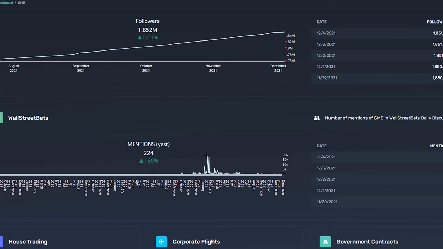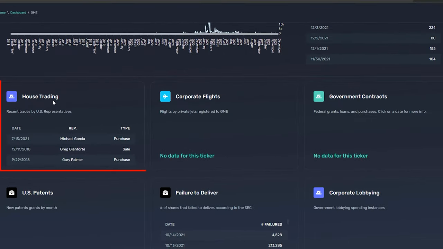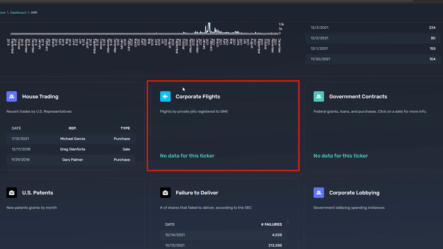So I think that's really interesting. And then we could see that it has been declining as far as mentions on Wall Street Bets. Now, if we scroll down, we could also see house trading. We see recent trades by U.S. representatives. Again, we could see the dates, the representatives, and also the type, whether or not they purchased or sold shares. We also see corporate flights, but again, we don't see anything for GME.